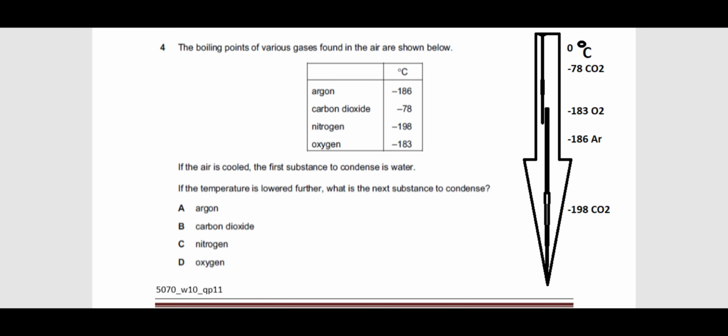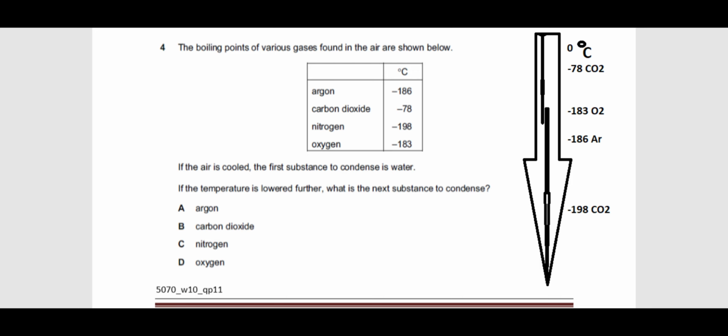Alright, this question is using the concept of cooling the liquids, cooling the gases. When the gases cool down, they are condensed and form liquids. So here in the question, they are telling us the boiling points of various gases in the air, and they are saying if the air is cooled, which is the first substance that condenses. Okay, to understand this question, you have to understand the concept that the boiling point of a substance is the same temperature at which the substance is going to condense. Yes, this is extremely important for you to understand.